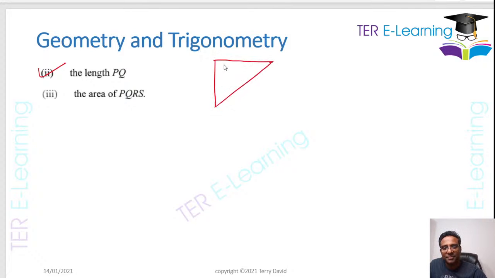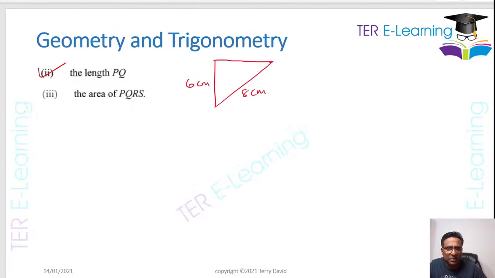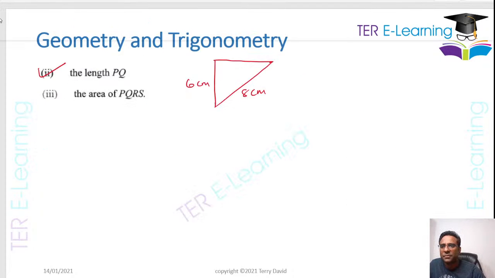This is what we have, right? This here is 8 centimeters. This here, we just worked this out and we got 6 centimeters. No, not 6. We got 4 centimeters. We got this as being 4 centimeters and we don't know its length here, which is PQ. So what I can do is use Pythagoras' theorem to figure out PQ, right?